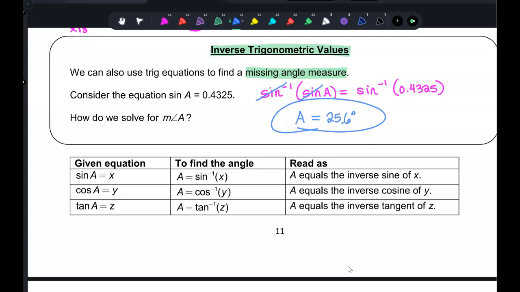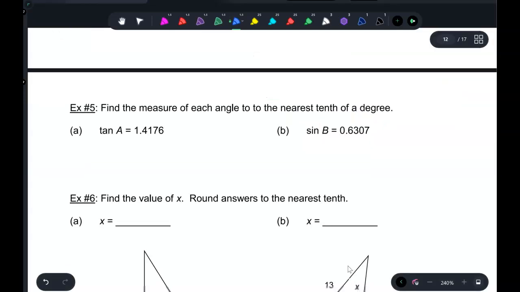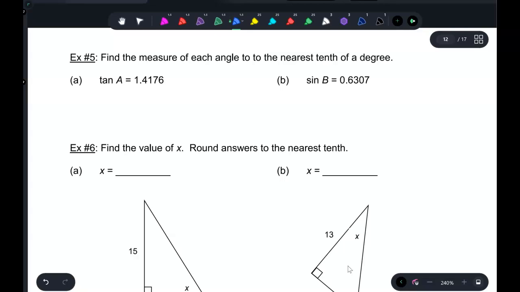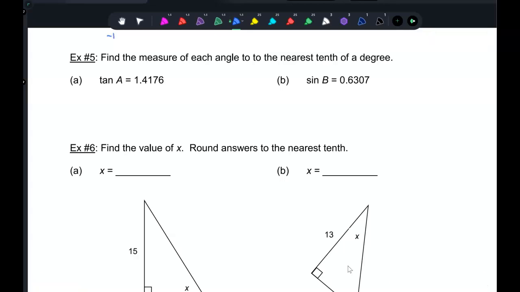Now, I do not have to write this out every time. Whenever I see this, I just do sin negative 1 times the thing. When do you use the little negative 1? We always use that when finding the angle measure.